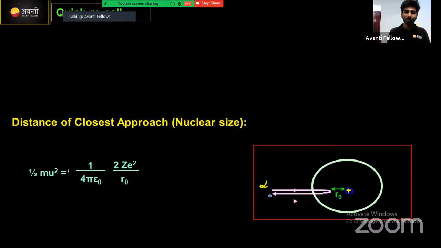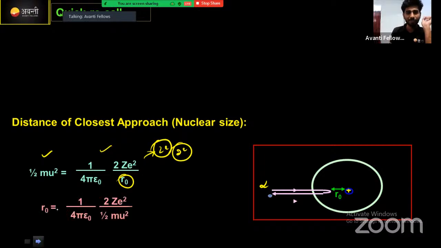According to the energy theorem, what is the kinetic energy value? Half mv square, and potential energy is 1 by 4 pi epsilon naught into 2e times Ze square over R naught. It is nothing but 2e into Ze. Here we took Ze for the charge of the nucleus and 2e is the charge of the alpha particle. Here R naught is there, no? This is the distance of closest approach. Take this to the left-hand side, then the equation becomes R naught is equal to 1 by 4 pi epsilon naught, 2 Ze square by half mv square. This is the equation for the distance of closest approach.